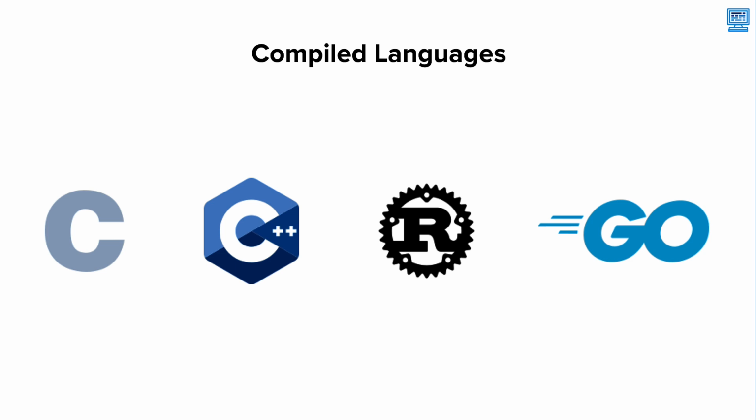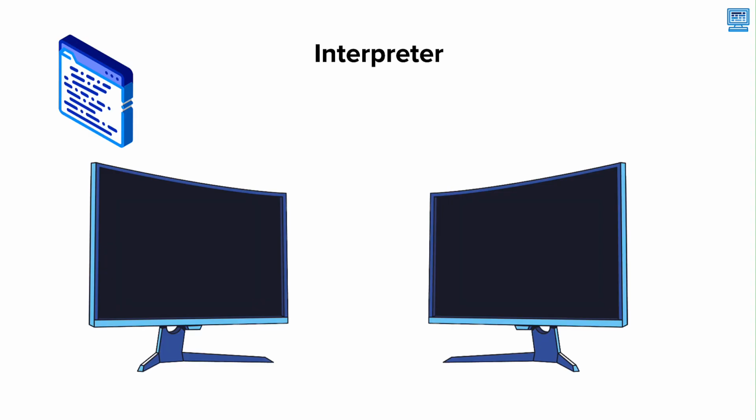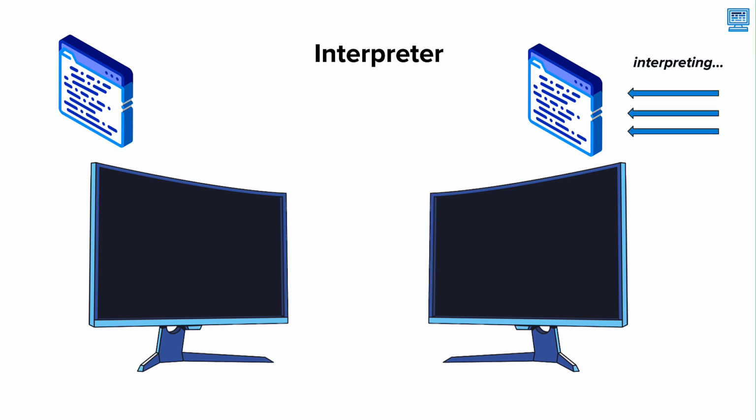Let's now take a look at interpreters. When working with an interpreted language, you make use of an interpreter, not a compiler. If you and your friend are using an interpreted language, instead of compiling an executable file and sending that to your friend, you would create a copy of your source code, and then you would send that copy over to your friend. The interpreter on your friend's computer will then read the code line by line and interpret it on the spot.